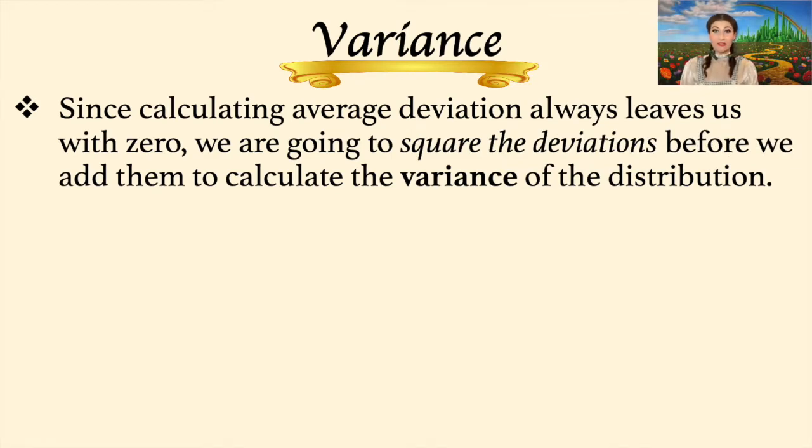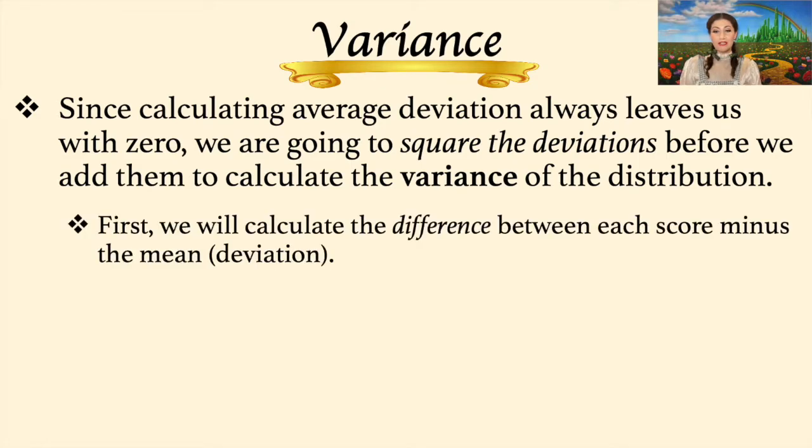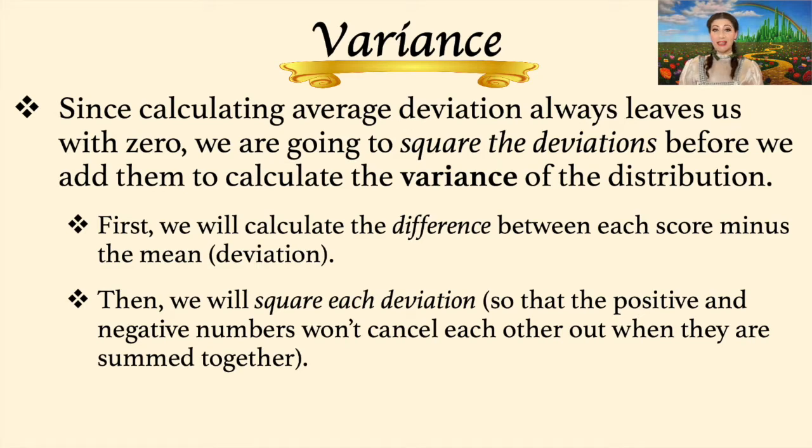Since calculating average deviation always leaves us with zero, we're going to square the deviations before we add them to calculate the variance of the distribution. So when we say squaring a deviation or squaring any number, that means you are going to multiply that number by itself. So first we calculate the difference between each score and the mean to find the deviation.